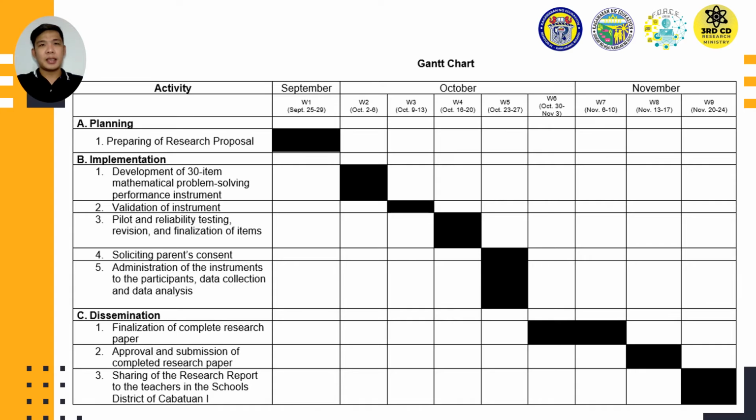As seen on the example here from the study of Oranio 2017, the Gantt chart includes the activity and its corresponding duration. Remember that the activities and the timeline reflected on the timetable are the same as they appear on the Gantt chart.